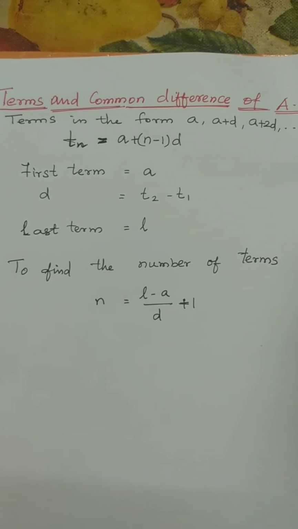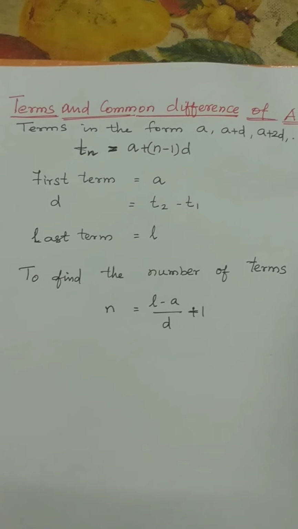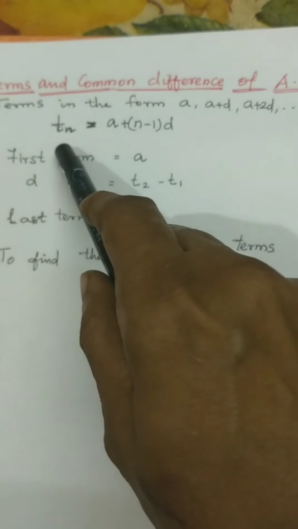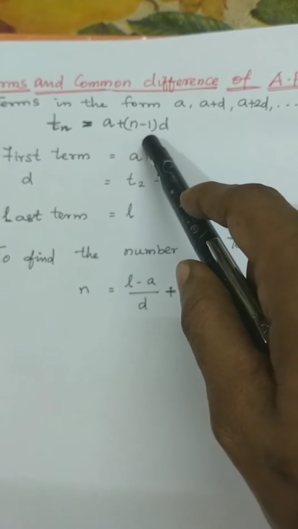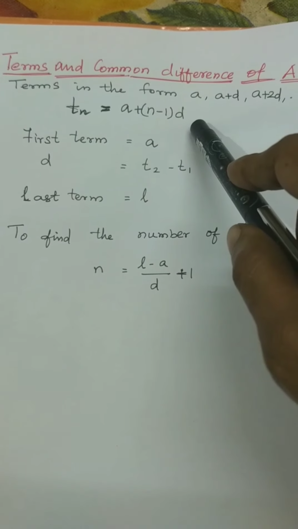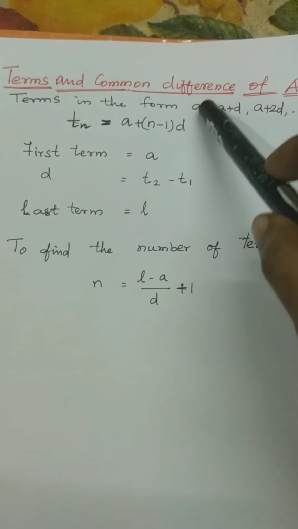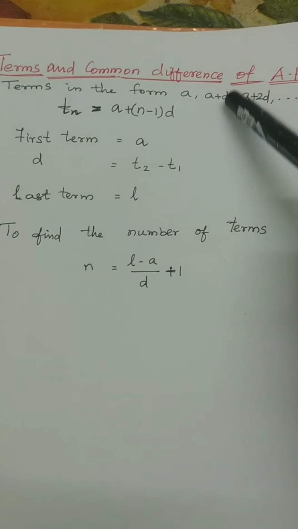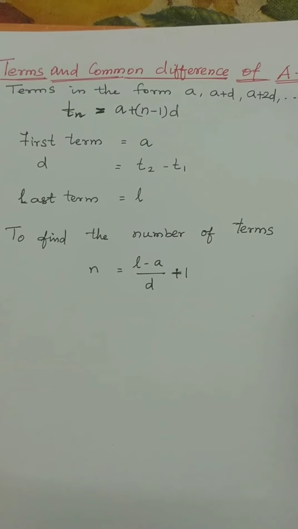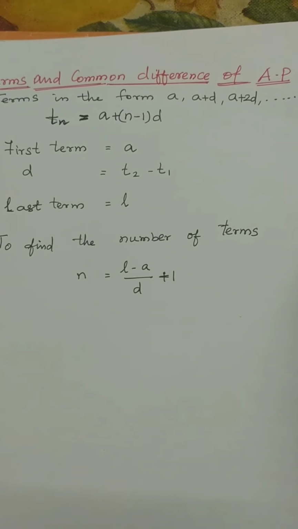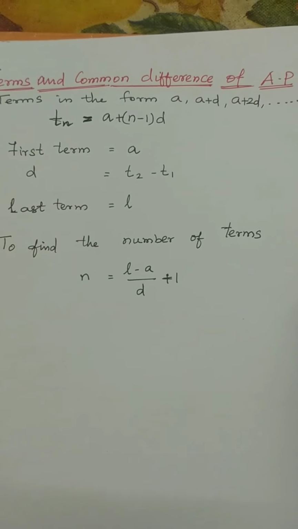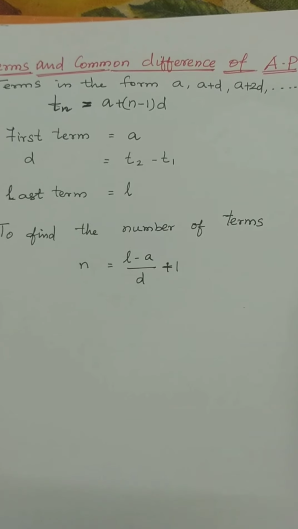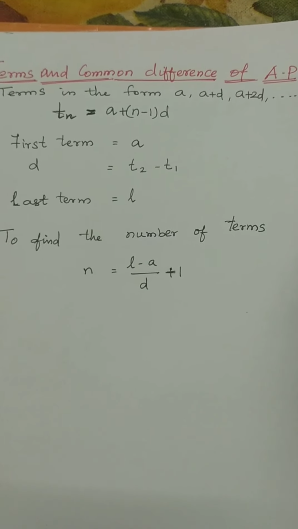Then to find the 15th term, 16th term, that is nth term, you have to use the formula Tn is equal to A plus n minus 1 into D. Here the first term is A, the second term is A plus D, then third term is A plus 2D, and so on. The last term is A plus n minus 1 into D, because the third term is A plus 2D. So the last term is n minus 1 into D.